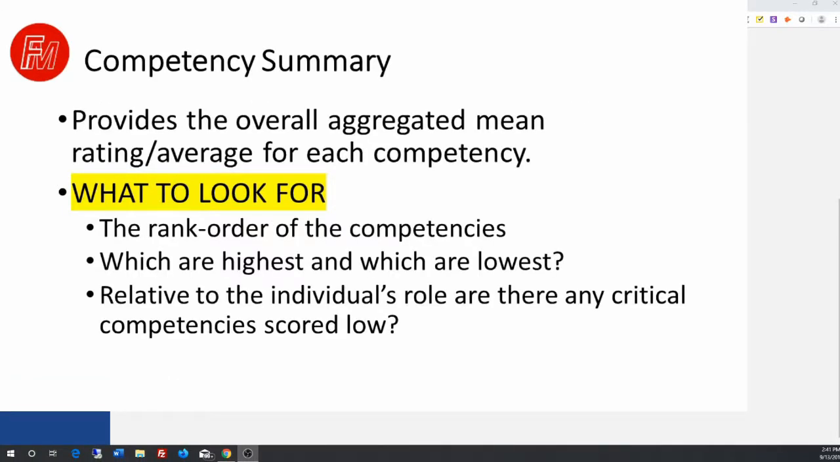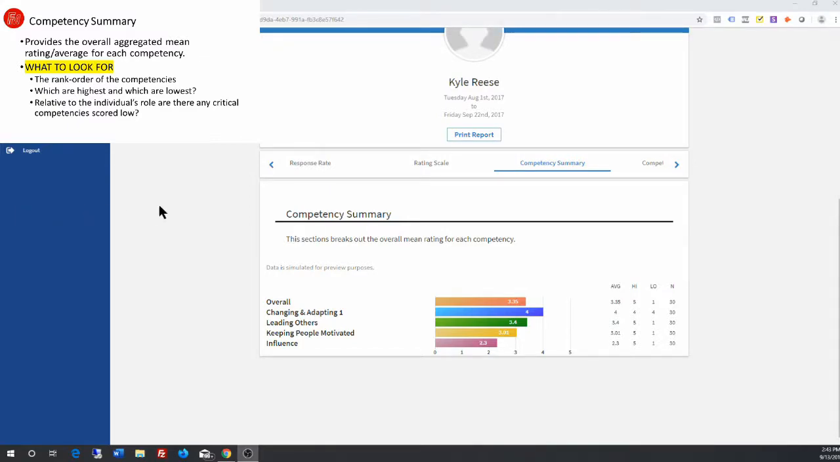Next, we have the Competency Summary section, and this section provides the overall aggregated mean rating or average for each competency, and it's rank ordered, which means the highest competency is at the top and the lowest one is at the bottom. So what you want to look for in this section is what are the highest and what are the lowest competencies. The other thing you want to think about is how critical are these competencies to the individual's current role, or in the case of you're interpreting your own report, how important or critical these competencies are to your current role, or how critical they are to future roles that maybe you aspire to. So that section looks like this.